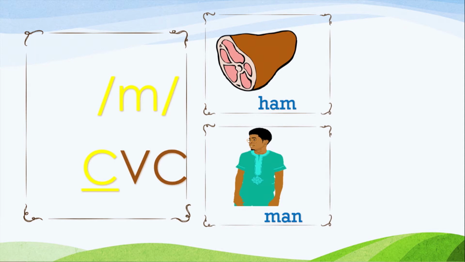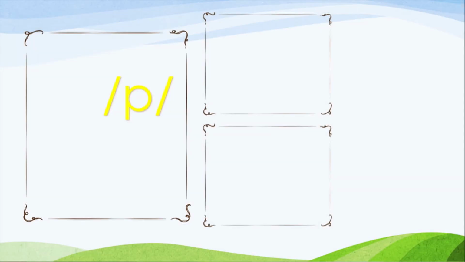Which of these words have the m sound at the beginning? Is it ham, or man? If you said man, you are correct. So we are listening for the p sound at the beginning of the CVC word.